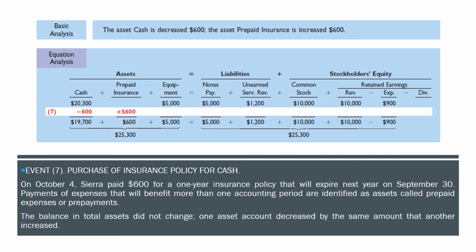Right here, event 7, we're looking at the purchase of an insurance policy for cash. On October 4th, Sierra paid $600 for a one-year insurance policy that will expire next year. Payment of an expense that will benefit more than one accounting period identifies an asset called prepaid expense. The balance of total assets did not change. One asset account decreases by the same amount that another increases.